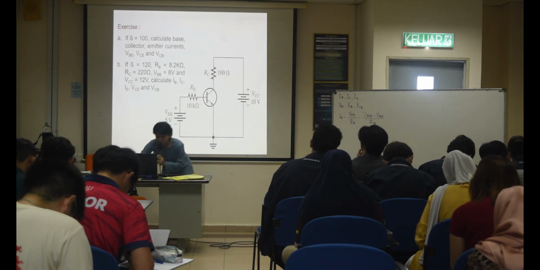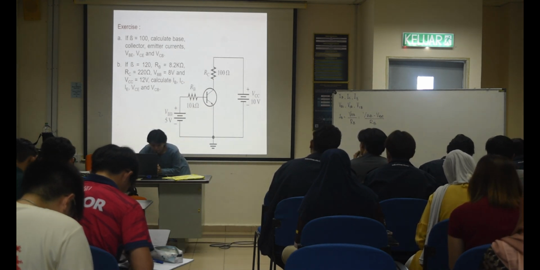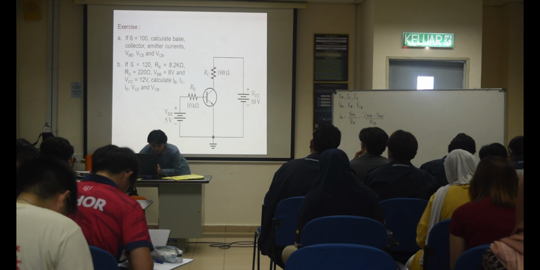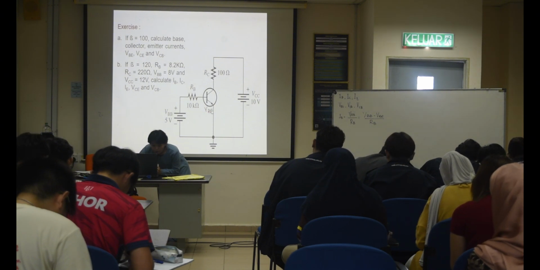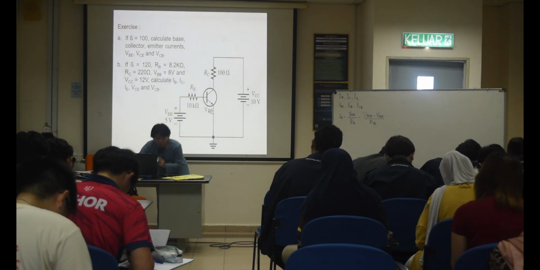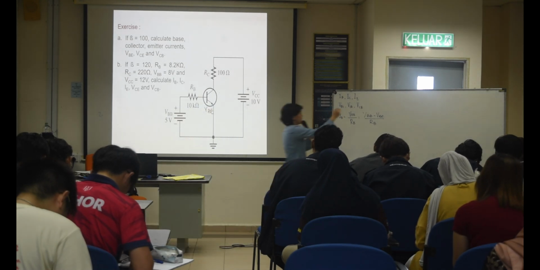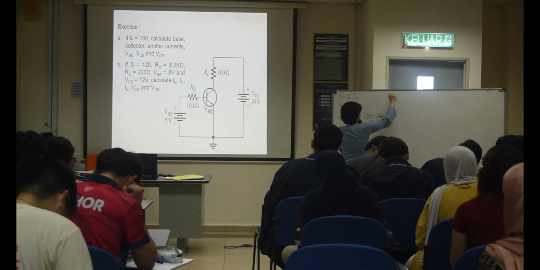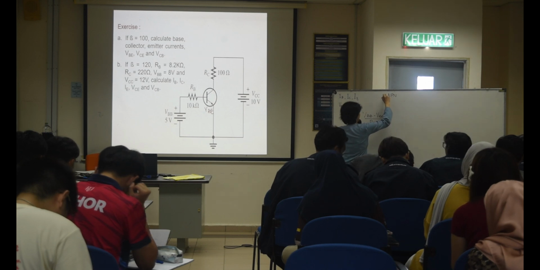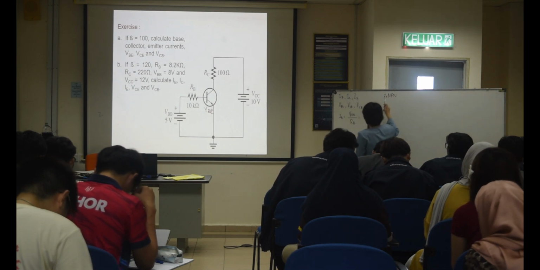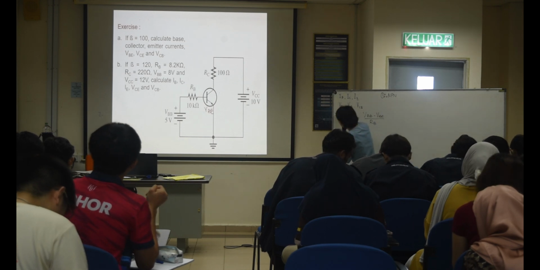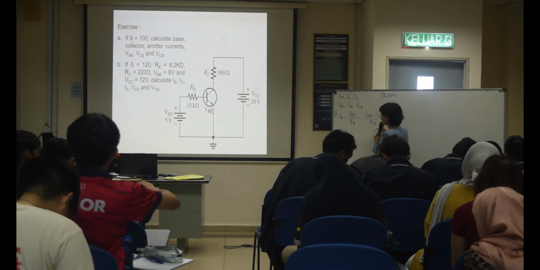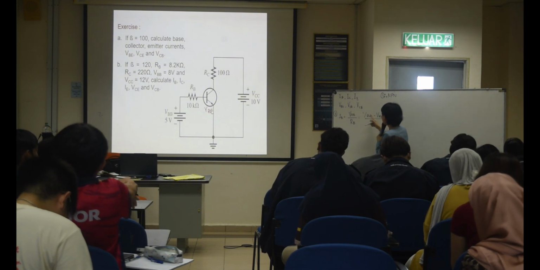This one is your I write. Wait. Okay, this one is your VBE. At first you must know this one is NPN junction lah. So this question is NPN. Okay, first thing, step number one you must know is this one. So step number two, you find this one. You use your VBB minus this one.